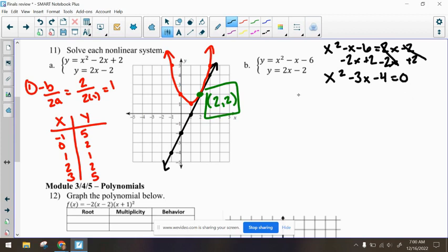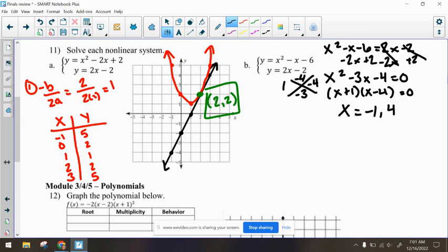This is 3 terms, so I'm going to try the x method on it. Negative 4 would be on top. Negative 3 would be on the bottom. Those two numbers are going to be 1 and negative 4. So x plus 1, x minus 4 equals 0. When I solve, I set each factor equal to 0. These ones are pretty easy. We just flip. So x equals negative 1 and positive 4.